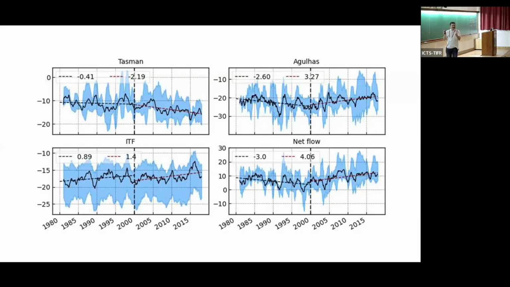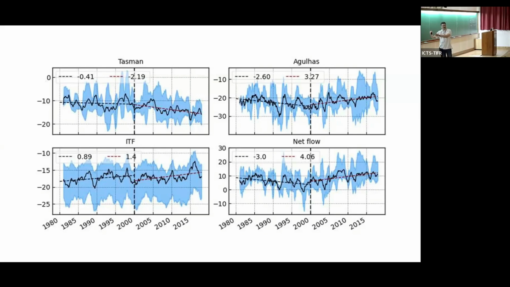The ITF has weakened mildly over that entire record, but the Agulhas has also weakened. The Agulhas was strengthening before, so the water from the Indian Ocean was going more to the Atlantic Ocean, but in the recent decade it has weakened. Why? Because the subtropical gyre is actually weakening in the Indian Ocean because the Mascarene High is weakening, and the subtropical gyre of the Indian Ocean feeds into the Agulhas current. So since the subtropical gyre is weakening, it is feeding less, so the Agulhas is also weakening.